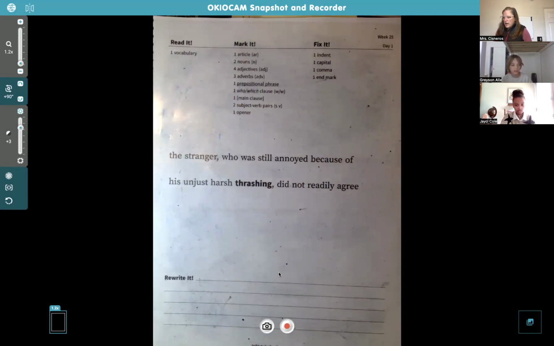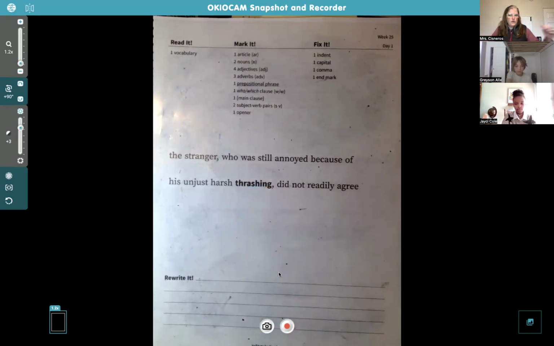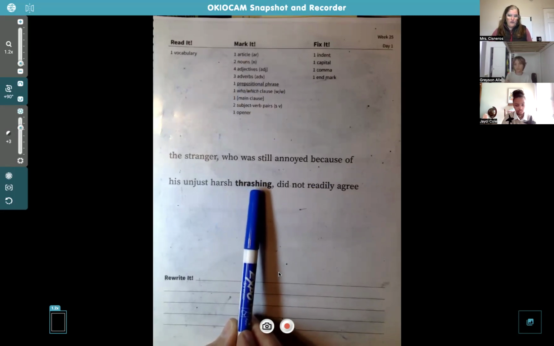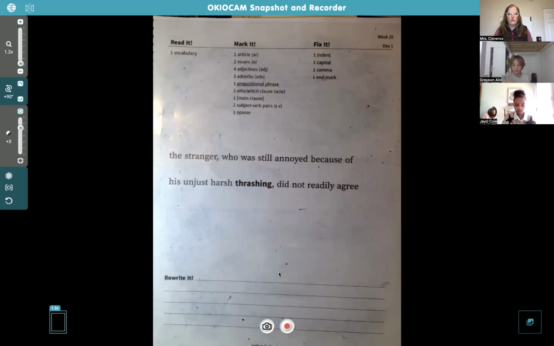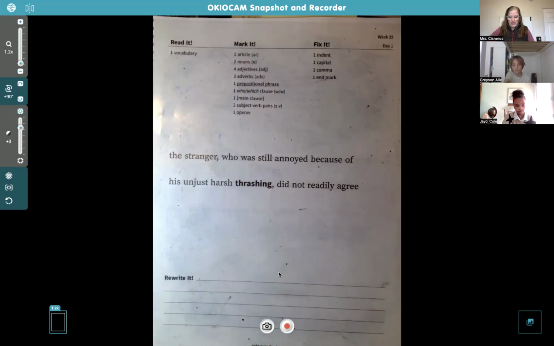Okay, good. Thrashing is the vocabulary word. It sounds like it could be a verb. Because thrashing means like flailing, like if you don't know how to swim and you're in the water and you're thrashing around. But because we have an adjective right before it, this is actually going to be a noun. Thrashing, harsh thrashing. It's a thing, the way it's worded in this sentence. But thrashing means like whipping or flailing. So because it's harsh thrashing, it becomes a noun.